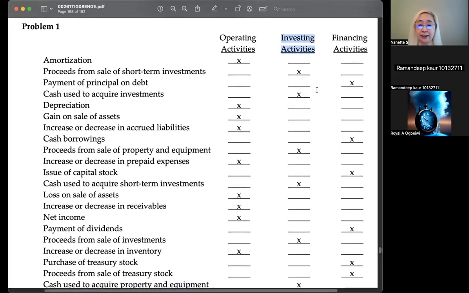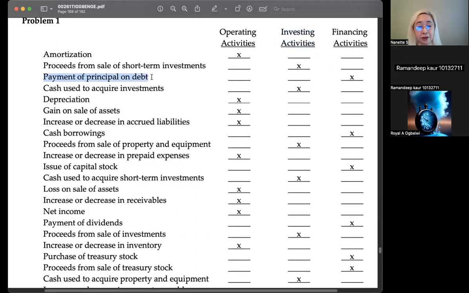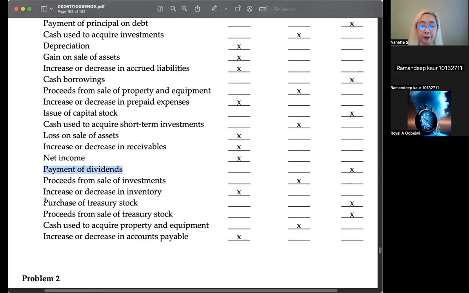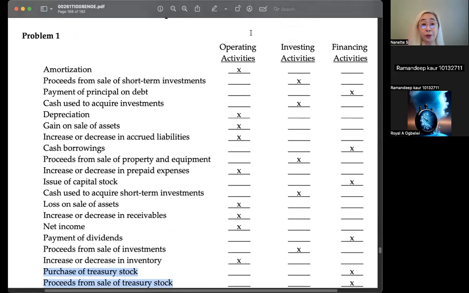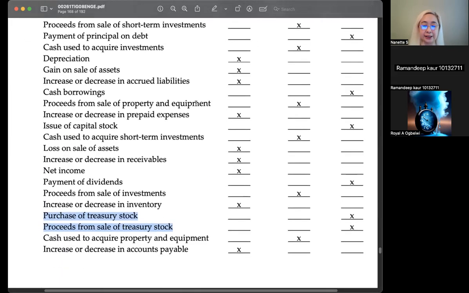Now, for financing activities, you have payment of principal on debt, cash borrowings, issue of capital stock, payment of dividends, and then you have purchase of treasury stocks and proceeds from sale of treasury stocks. So you know which category it would fall under, what kind of activity it is.